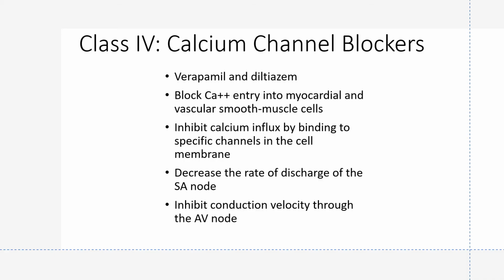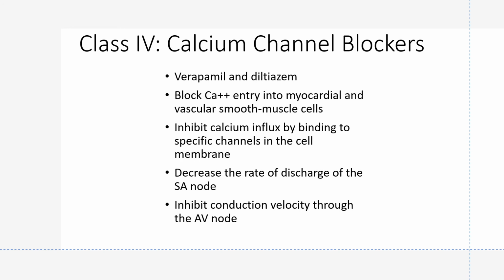The class 4 calcium channel blockers I want you to know are verapamil and diltiazem. Both of these inhibit the calcium influx into myocardial cells, and they also have the capability to alter the excitability and conduction of cardiac tissue in general. Both of these drugs are very successful in treating arrhythmias caused by atrial dysfunction, such as the supraventricular tachycardia that we see and AFib. So they inhibit the calcium influx by binding to specific channels in the cell membrane.